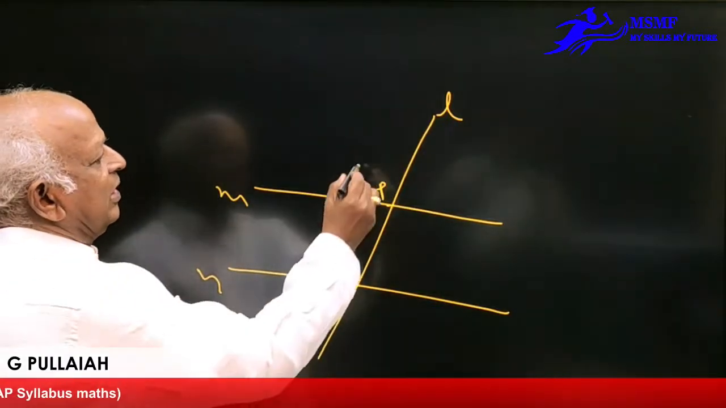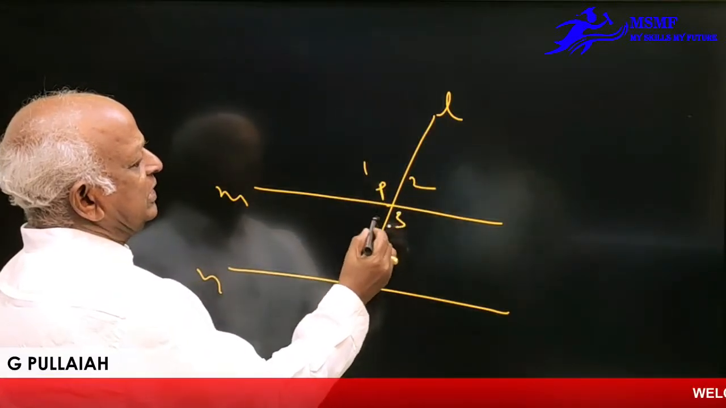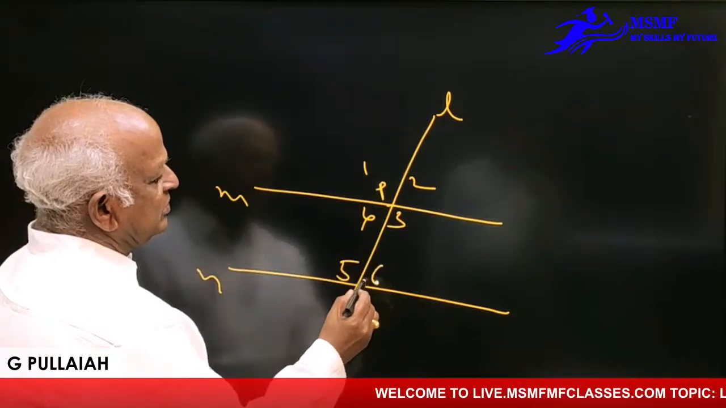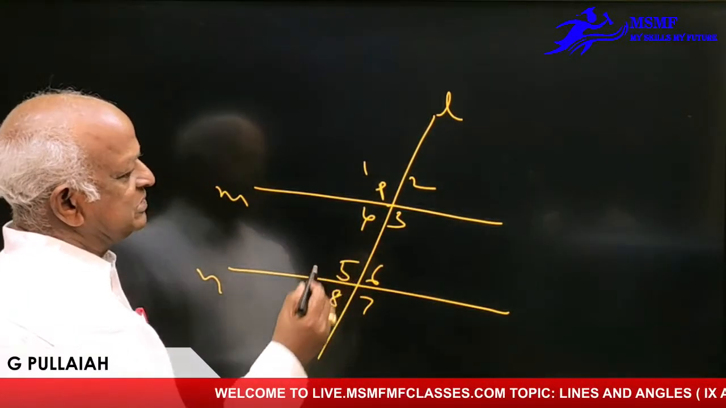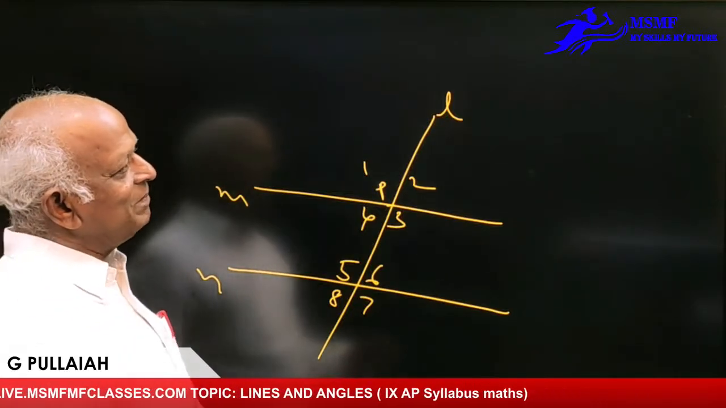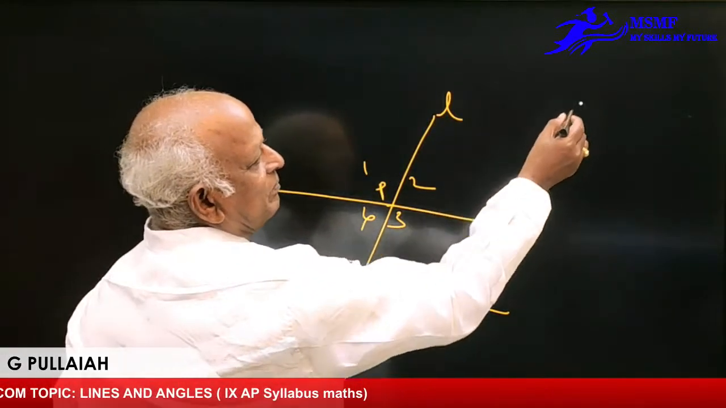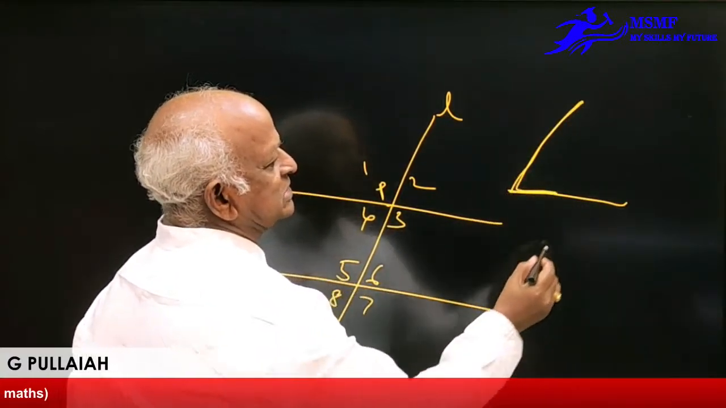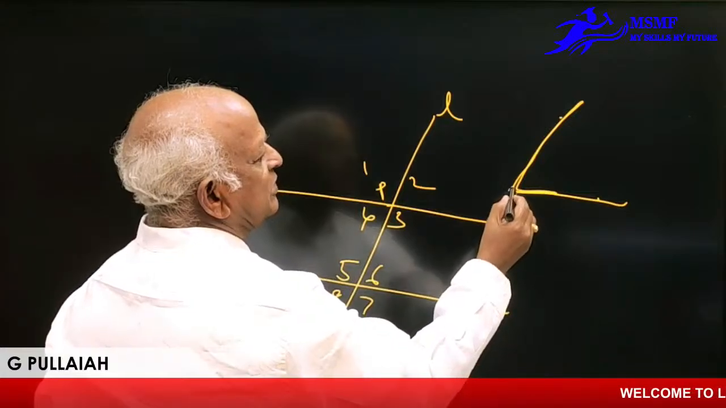Here 1, 2, 3, 4, 5, 6, 7, 8. 8 angles are formed. So what do we mean by an angle? An angle is formed by two straight lines with a common end point.